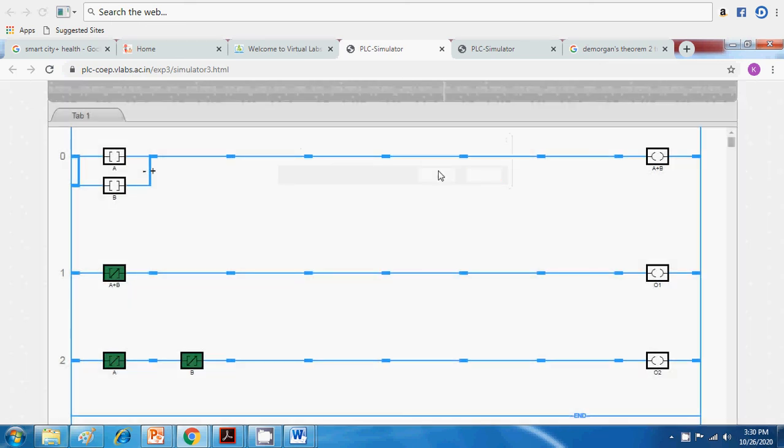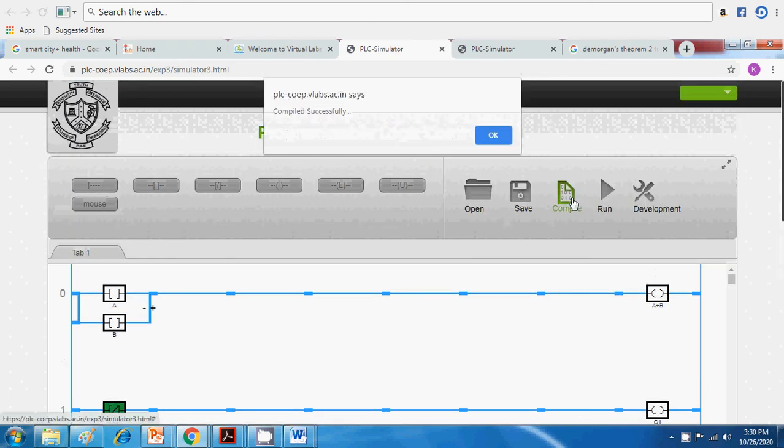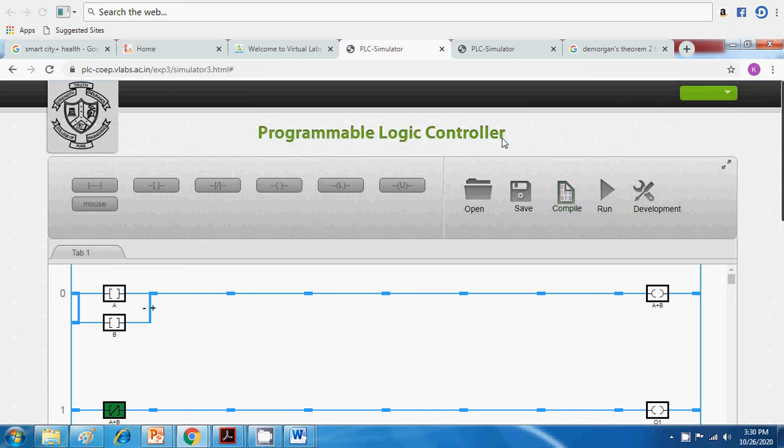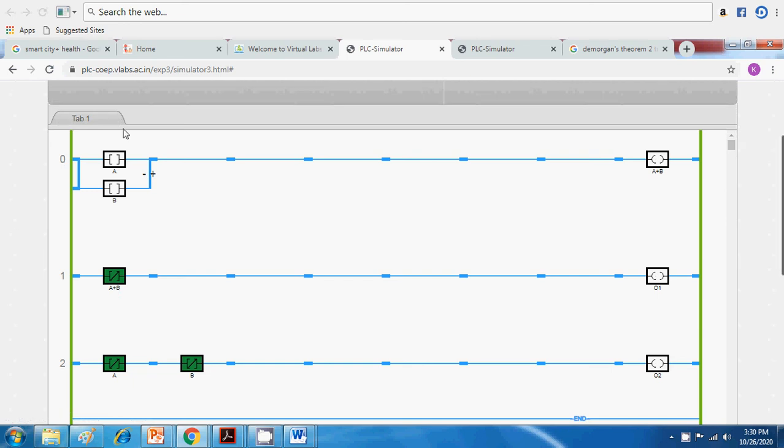See the truth table for the De Morgan's theorem, where A plus B bar is equal to A bar into B bar. So check the truth table. For 0 0, this is 0, this is 0. First we will compile it. It says compiled successfully. Now run it. For 0 0, this is 0, this is also 0, the output should be 0.